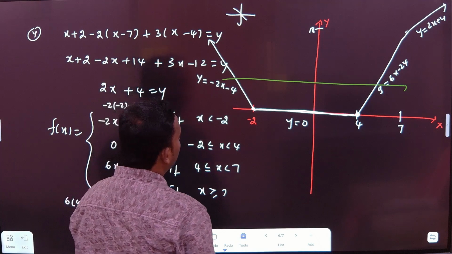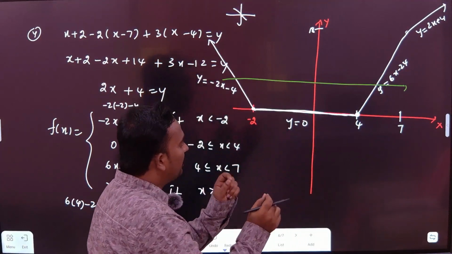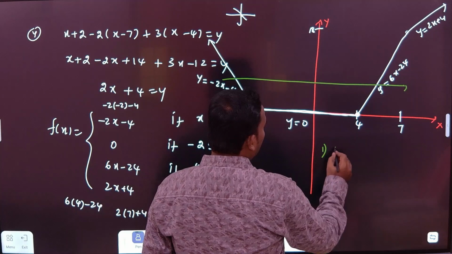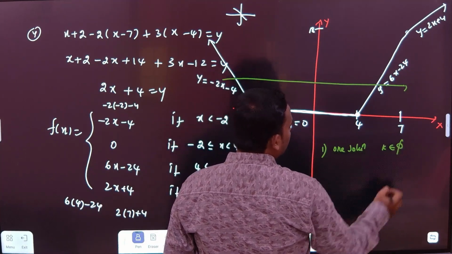You can see, if I had one solution, the two graphs would be intersecting at one point, but there is none. So one solution means k belongs to the empty set.